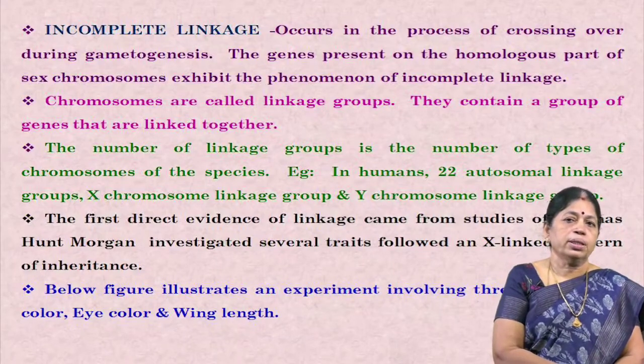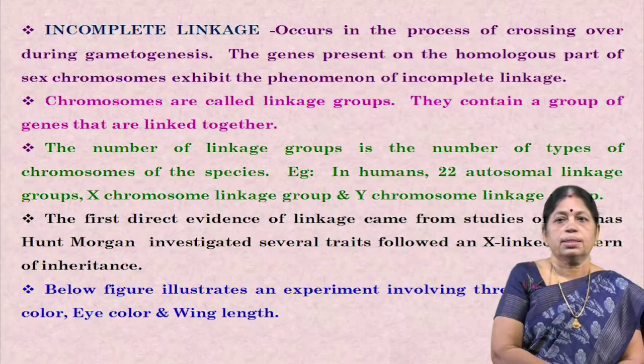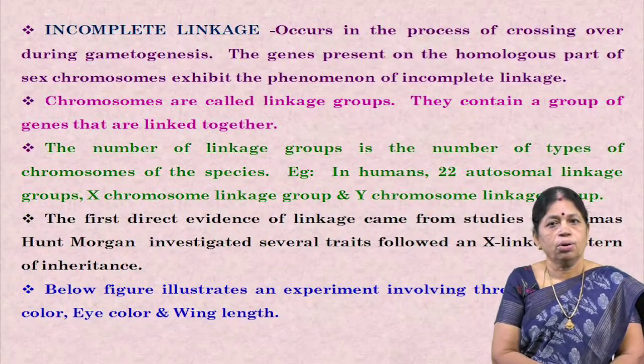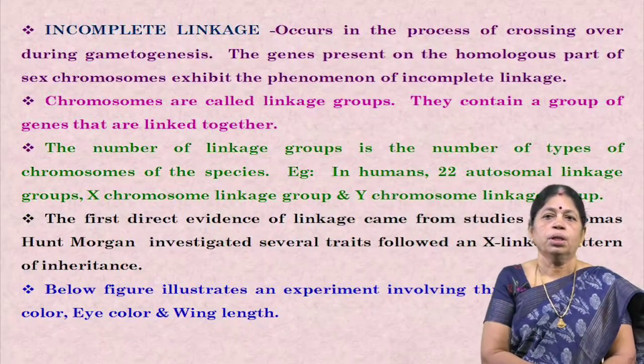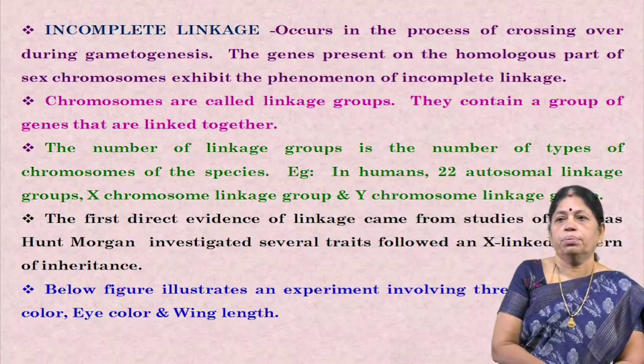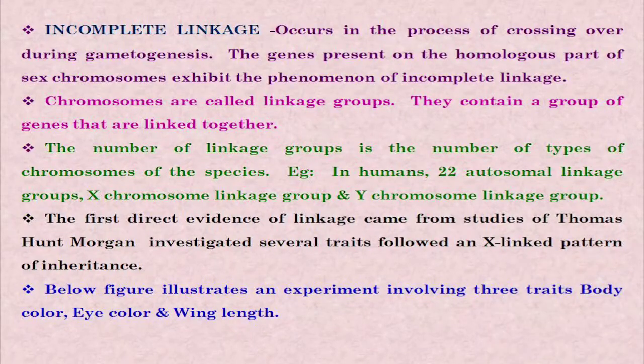This is taking place only in the sex chromosome, isn't it? So the genes present in the homologous part of the sex chromosome, they only exhibit the phenomenon of incomplete linkage. So chromosomes are linked groups, they contain a group of genes linked together, but during incomplete linkage, that is during crossing over at the time of gametogenesis, because crossing over occurs during the Pachytene stage. Where does the Pachytene stage occur?